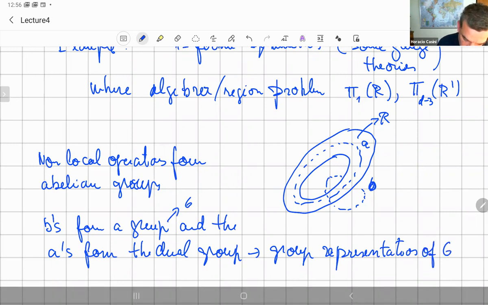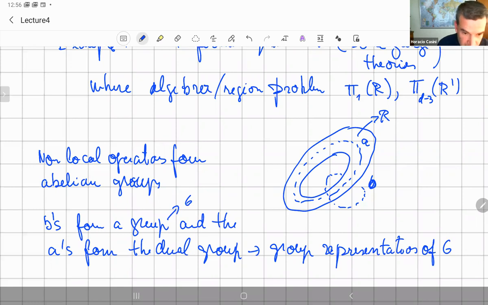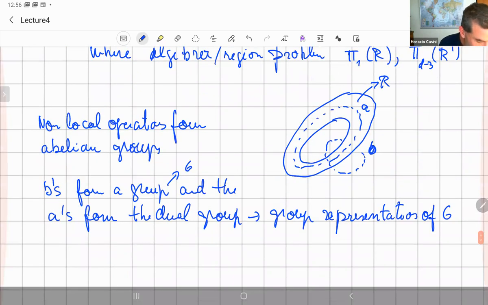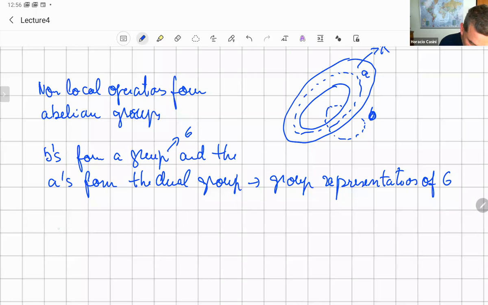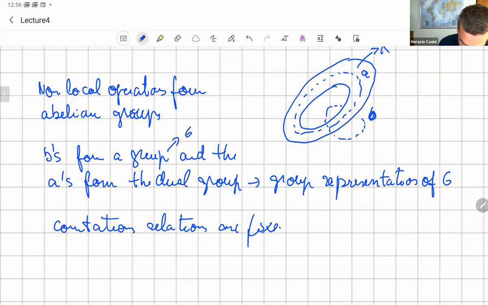So one is the representation of the other, let's say. And in fact, the commutation relations are fixed. You have A and B, and A times B is equal to a number that is just the character.